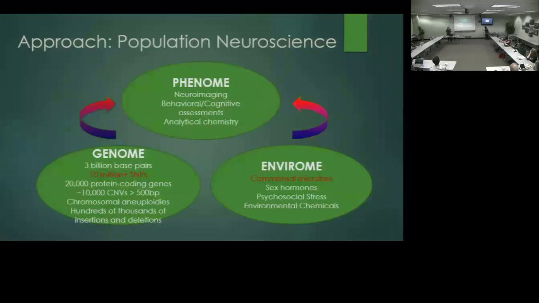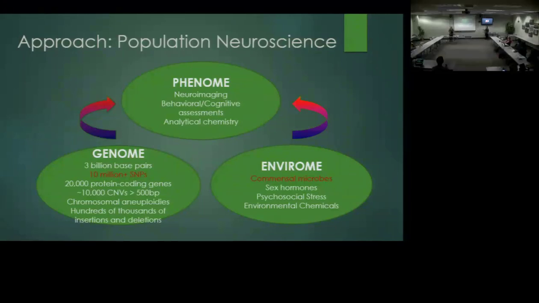The primary approach my lab uses is something called population neuroscience. This is a concept originally defined by Thomas House, who said it was a branch of neuroscience that seeks to identify genetic and environmental factors that shape individual differences in human brain structure and function using state-of-the-art methods in genetics, epidemiology, and cognitive neuroscience. So I often like to think about it as the integration of genome, envirome, and phenome.